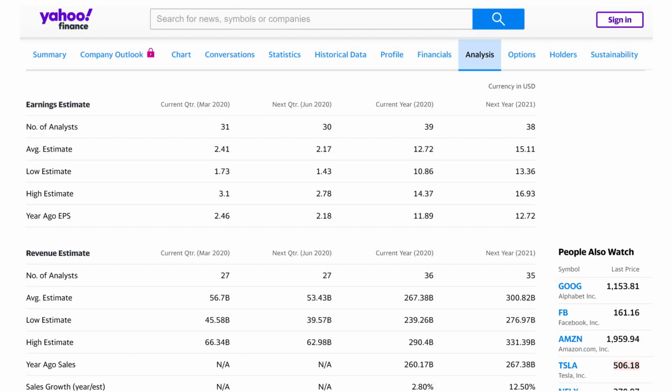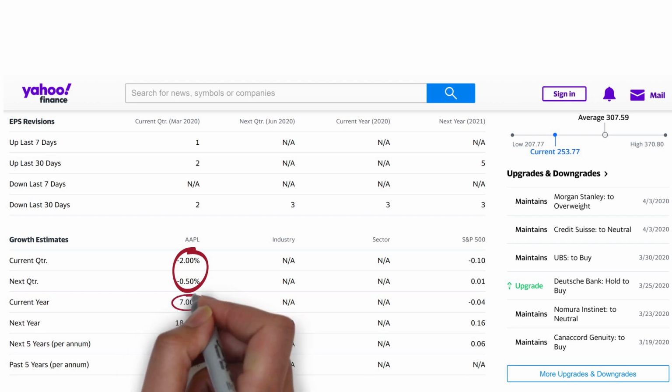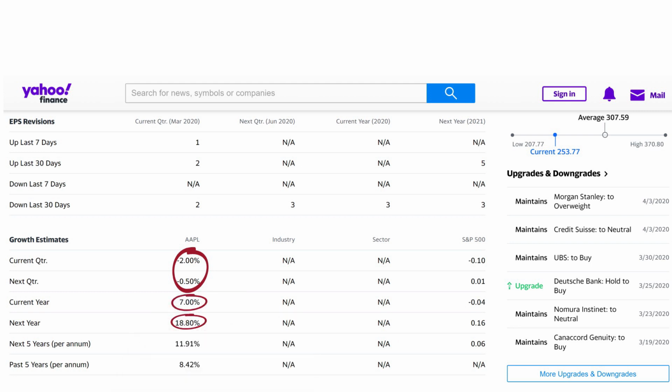Down here, we see Apple sales is growing at 12.5%. That's a great sales growth rate. Looking at the bottom of the page, we see the growth estimates. Although it is expected to decrease in the current and next quarter given the current global problems, it is still expected to grow 7% this year, almost 19% next year, and an average of almost 12% per year for the next 5 years. That is again a great sign for Apple.